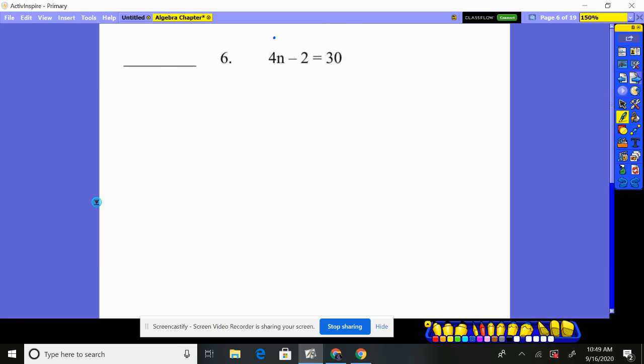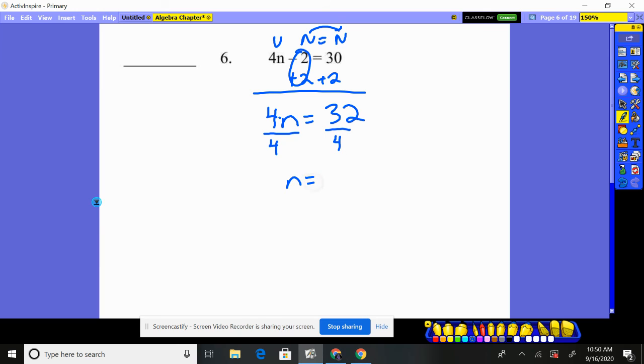Number 6, same thing. Variable minus a number equals a number. So let's move that number over to be with the other number. So we'll add 2 to both sides of the equation. This becomes a big fat 0 because it goes away. Basically, it's moving to the other side. So we have 32 on the right side, 4n on the left. How do we undo multiplying that variable by 4? We divide by 4. 8 will be our solution. We could check it. 4 times 8, take away 2. Does that give me 30? Let's see. That's 32 minus 2, 30. Yes. So we know that's the correct solution.